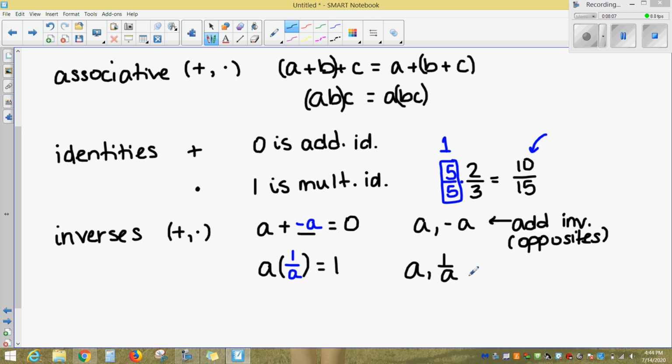The numbers A and 1 over A are what are called multiplicative inverses. But more commonly, we don't very often use the phrase multiplicative inverse. If I flip a fraction upside down, I'm going to call that the reciprocal. When we talk about multiplicative inverses with our real numbers, we're just talking about reciprocals of fractions. So the multiplicative inverse of 2 would be 1 over 2. The multiplicative inverse of 5 over 8 would be 8 over 5.